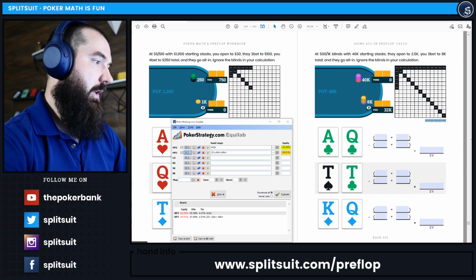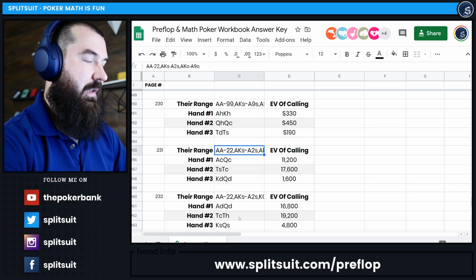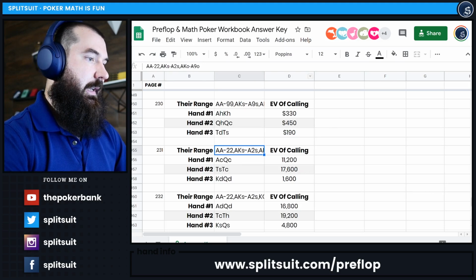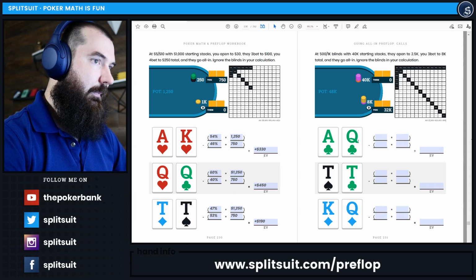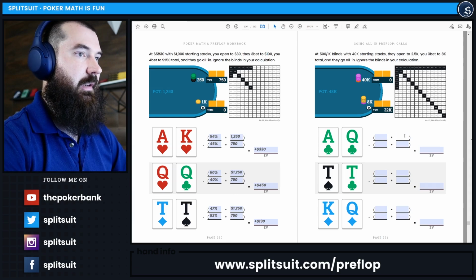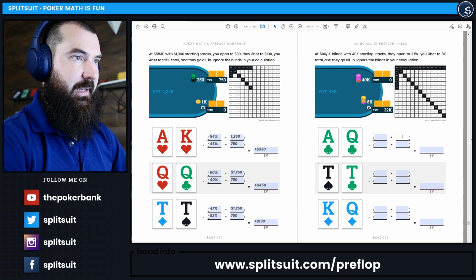And again, we could have just copied that directly out of the answer key, page 231, their range, and even just copied the hand itself, but it is what it is. We just copied it right out of here. Either way works. So let's start by plugging in the numbers, and let's start by plugging in the money stuff first, because that's kind of the easiest.